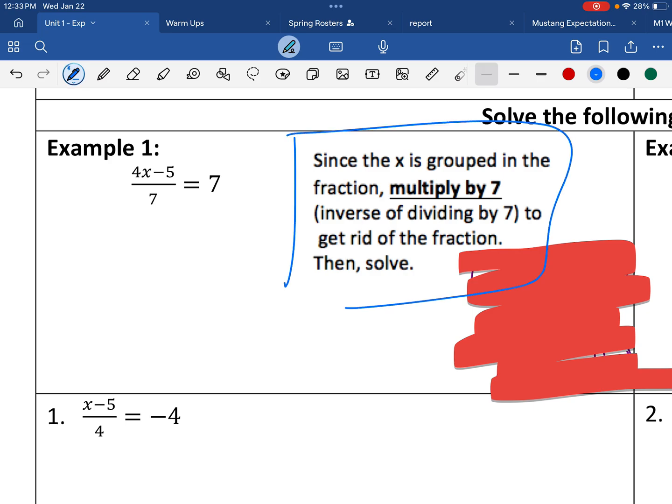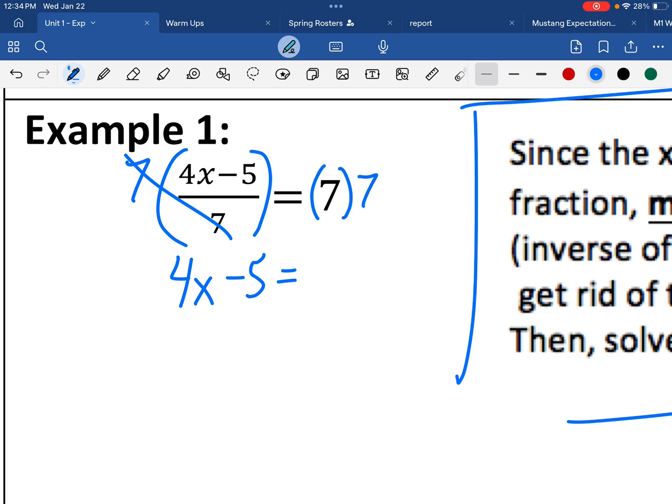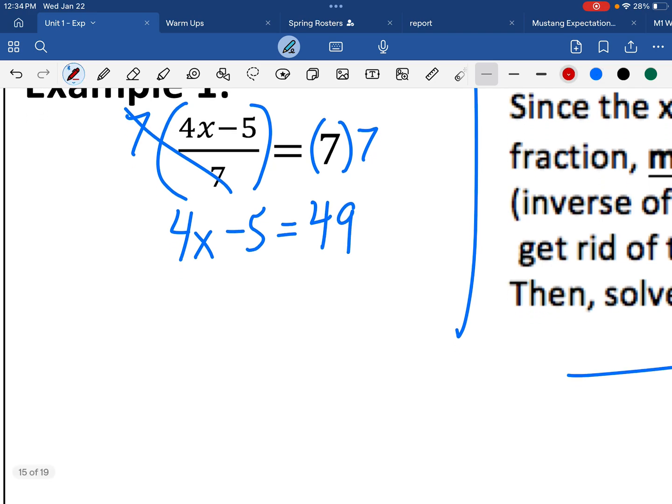I have a little blurb right here to help us. It says, since the x is grouped in the fraction, because the x is right there within the fraction, we have to multiply by 7, the inverse of dividing by 7, to get rid of the fraction. Then we solve. So I'm going to multiply, parentheses mean multiply, by 7. All that does is it gets rid of the 7. It does not do anything to the 4x minus 5. Bring our equals down. Now think, what you do to one side, you have to do to the other. 7 times 7 is 49. Okay? So now we can keep going here.